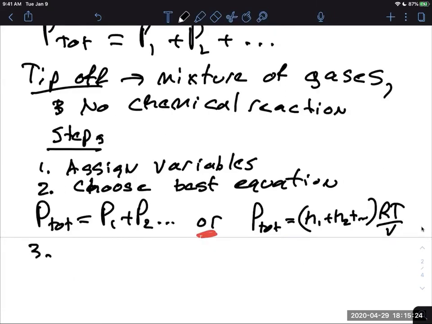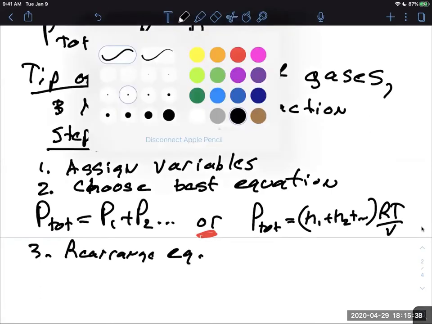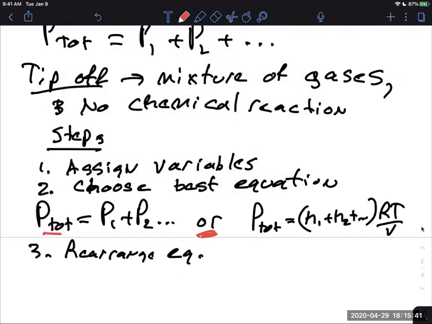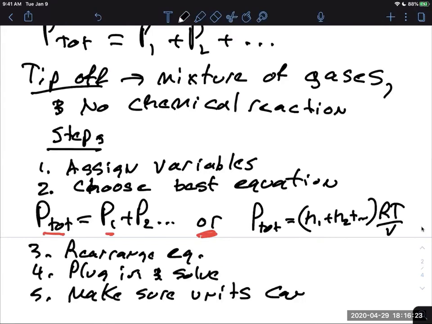Step 3 is to rearrange the equation to solve for what you want. A lot of times you might be solving for the total pressure, but other times you might be solving for P1 or P2. What I've always taught is to use the formula, isolate the variable, then plug the variables in. Plug in and solve. Step 5, make sure units cancel. They should cancel and give you the unit you want.